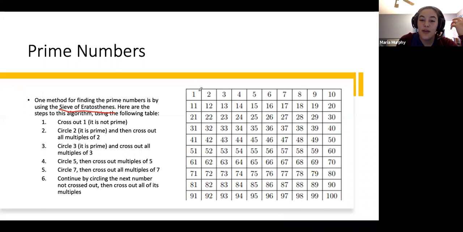Well, first, we know that 1 is not prime, so that could get crossed out. Then we know that 2 is prime, and we can always cross out any multiples of 2. So we cross out all of these. Gone, gone, gone. They are all even and multiples of 2, and they are not primes. Next, we circle 3, and then we cancel out any of the multiples of 3.